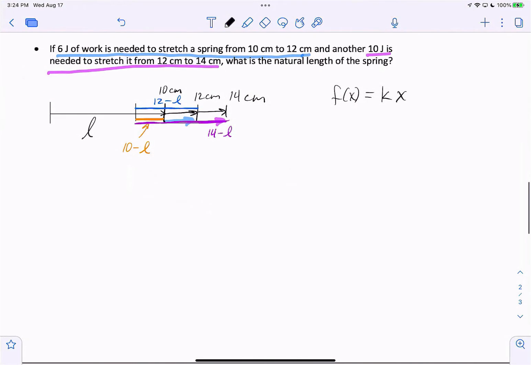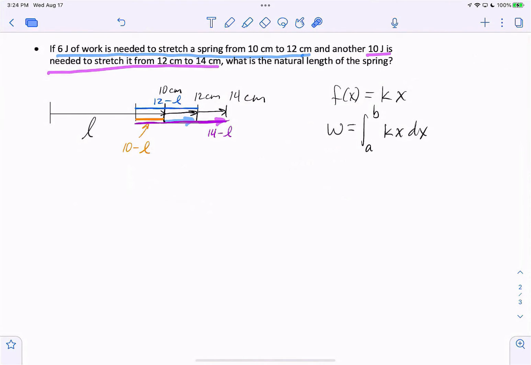Where f of x equals kx is showing up is in our integral for work. We know that work is an integral from a to b of, in this case, kx dx. We have all our limits of integration. We have the form of our integral. Let's write this down.